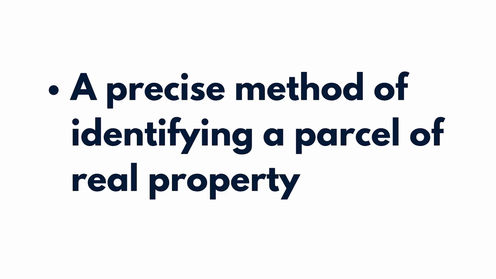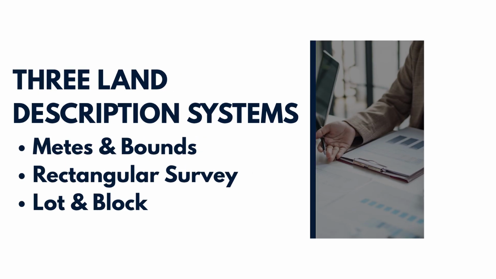Now let's discuss the three main types of land description systems used in the United States. These systems are meets and bounds, the rectangular survey system, and the lot and block system. Let's start with meets and bounds. Meets and bounds is one of the oldest methods of describing land. This system describes property boundaries using directions, distances, and physical landmarks.